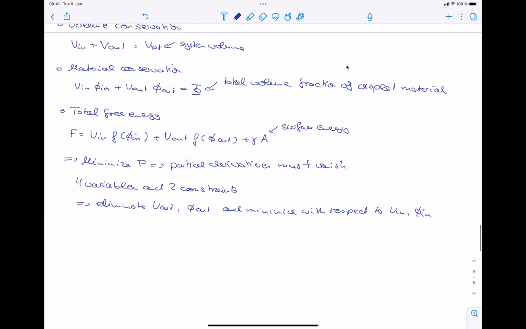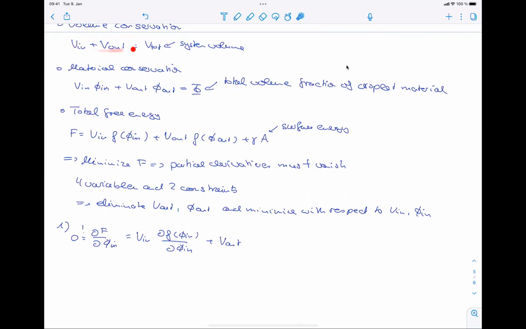Okay, so that means we have to do 2 derivatives. The first is that we want to have dF/dphi_in equals 0. And specifying that, we have the volume, then we have dF, this term, and then the second term, we have V_out, which doesn't depend on phi_in, right?